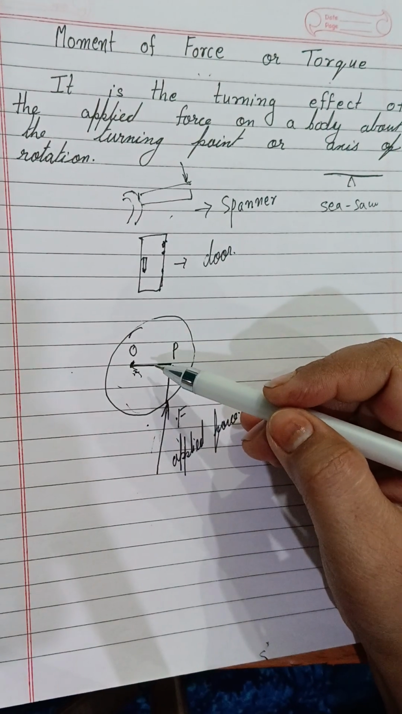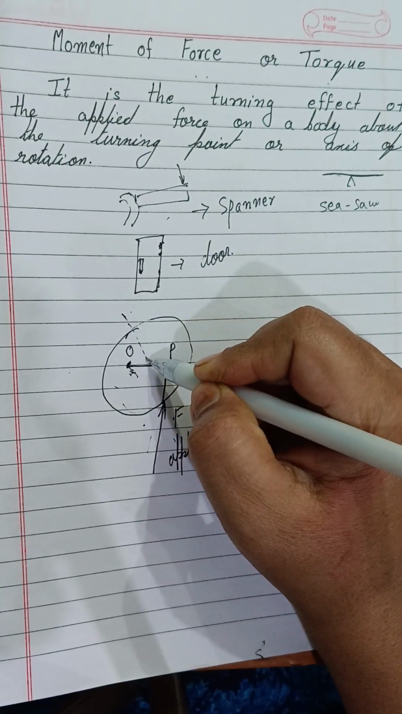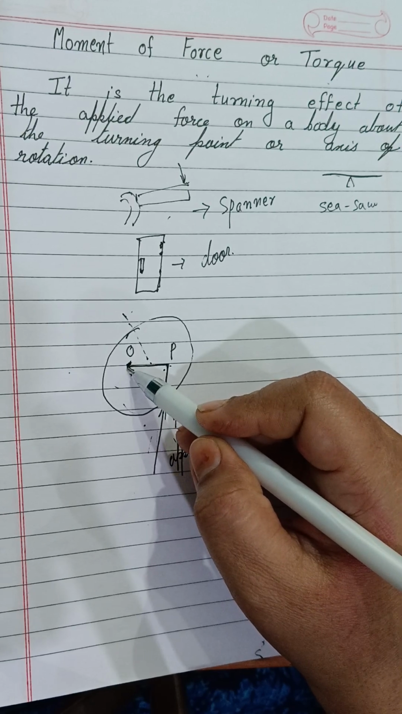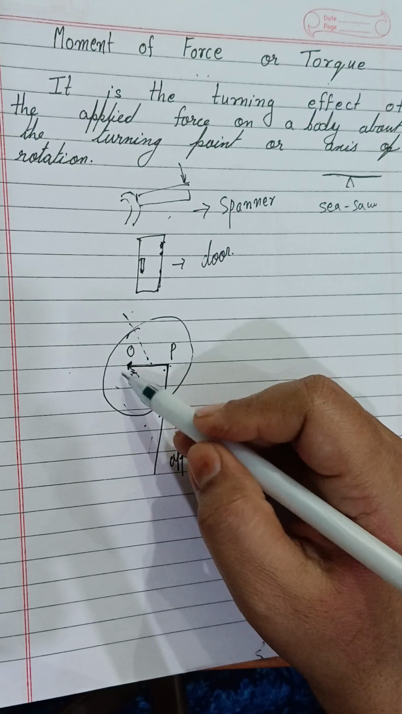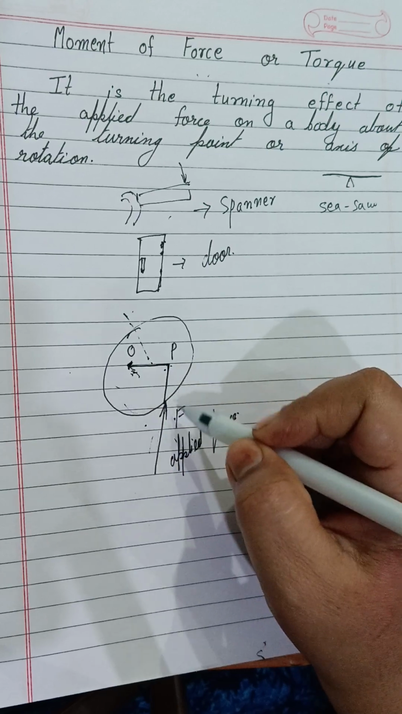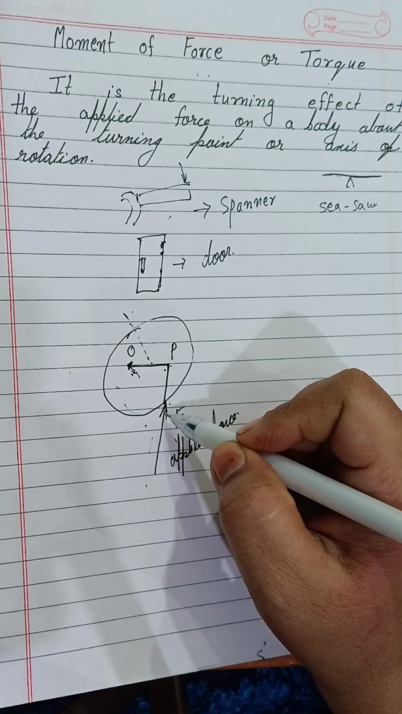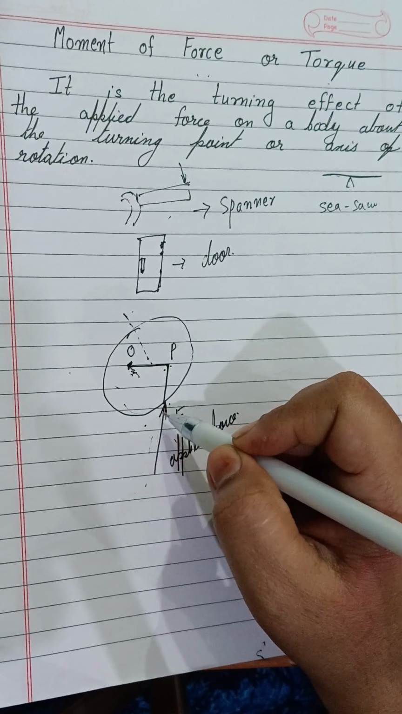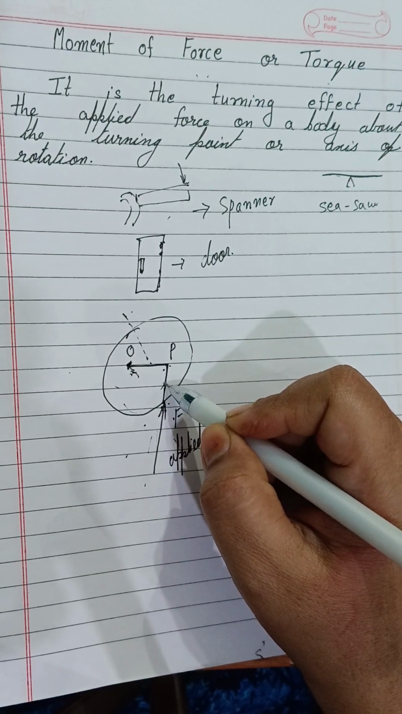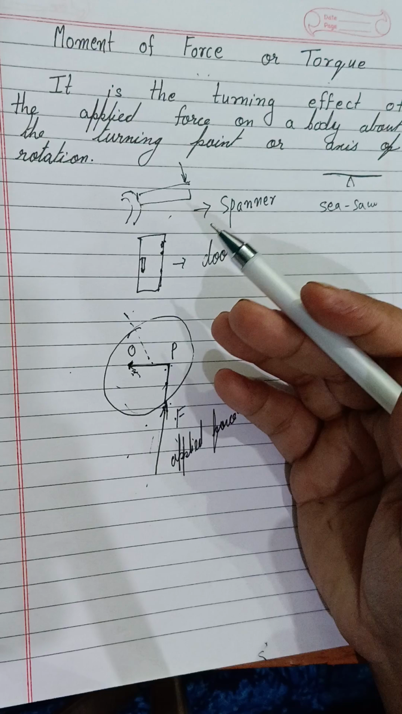So in this case, this OP is the perpendicular drawn from point O on the line of action of the force. And O is where the body is pivoted. And here the force F we are going to apply from this side. And this is the line of action of the force, because we know that the turning effect of a force is called torque.